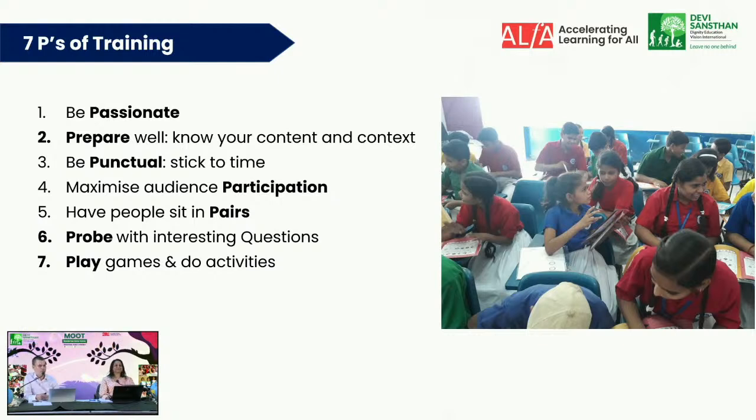We need to be punctual. We need to stick to time. I think this is your weak point here. And we need to maximize audience participation. So this is what we'll be talking about very soon: how can we maximize participation? Having people sit in pairs, especially important for ALfA. We need to probe with interesting questions, which is what we've been doing a lot of today. And we need to play games and do activities. So these 7 Ps, we're not expecting you to memorize this, of course, but these are the skills we need as an ALfA trainer.